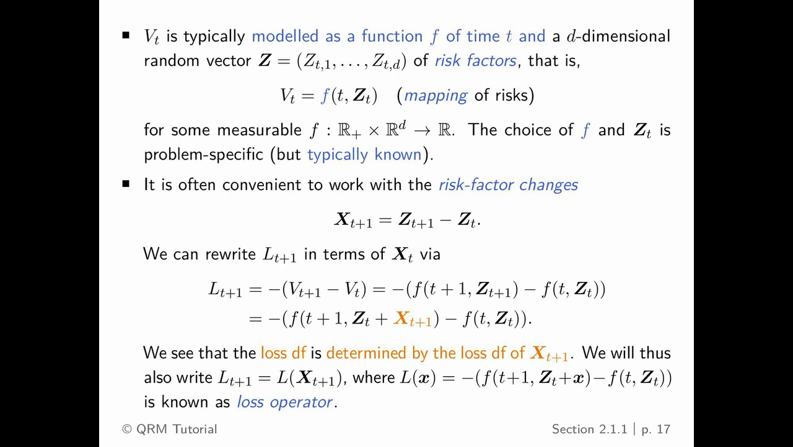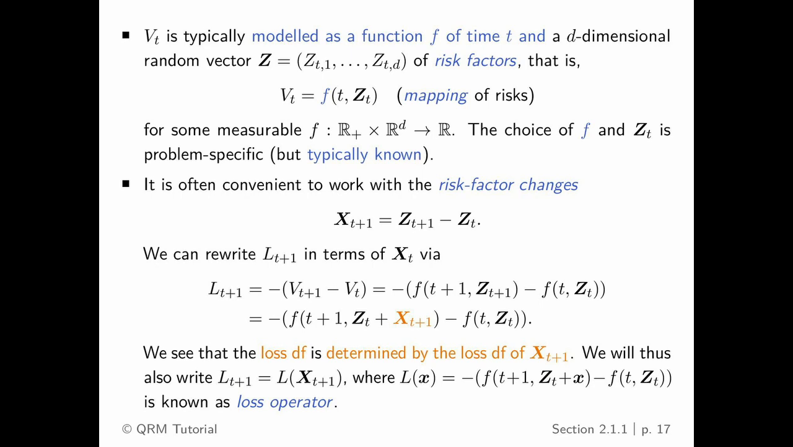And this is important in particular when we talk also about historical simulation. So since this is known, we can write L_{t+1} as some function l of X_{t+1}, and l of x is just this difference. If you want to be fancy, we call this the loss operator. I'm not going to do this a lot today, but when we talk about historical simulation in more detail on Wednesday, this will be quite convenient.